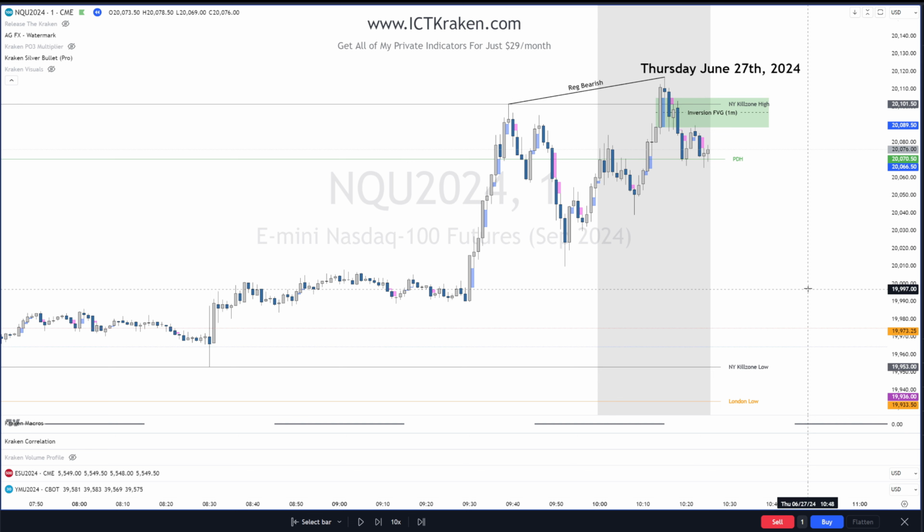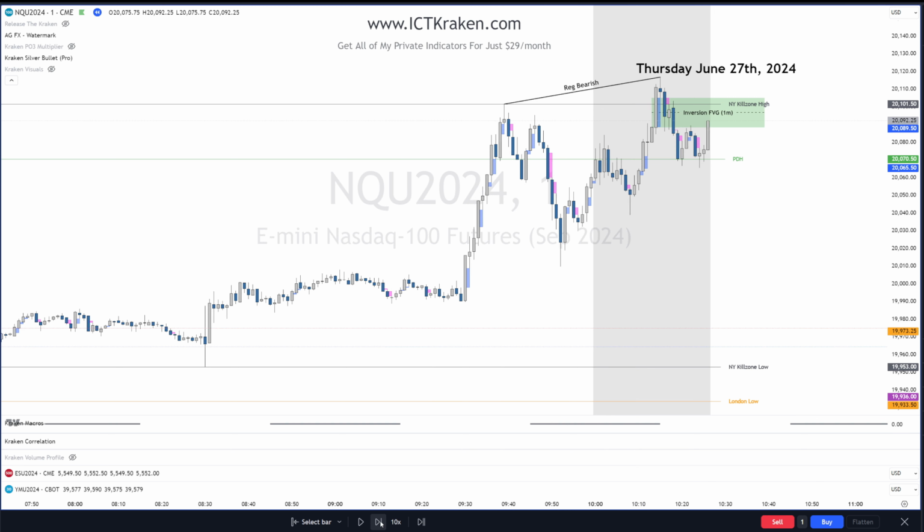Inversion fair value gap. So you just missed that entry there, which would have been okay. So it trades back up into this inversion. I'll take it. I consider that a market structure shift. Otherwise, this is the market structure shift way down here. So we'll see what price does here. Well, there you go. Let's sell one there.